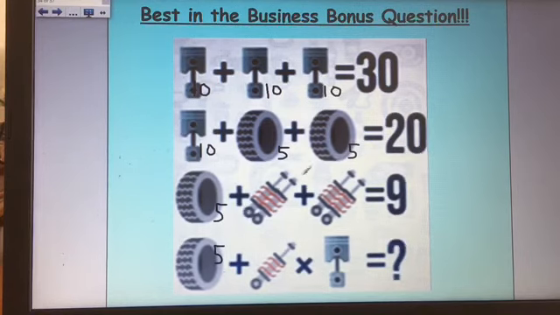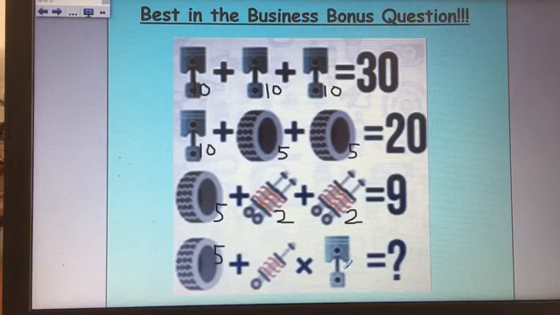Okay, so 5 add something makes 9. So we know the difference between 5 and 9 is 4. So these all together make 4. So one of them is going to make 2. That's 2. That's 2. Oh, and we know this one is 10.